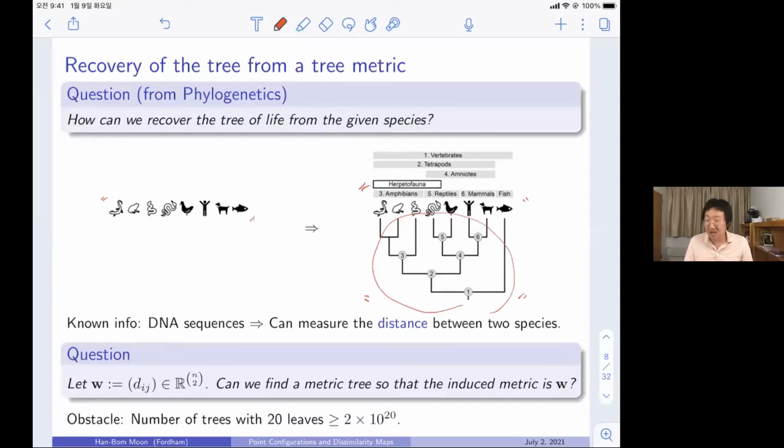But a clear obstacle is the computational complexity. For instance, if we have 20 different species, then the number of trees with 20 different leaves is already larger than 10 to the 20th. So even finding the correct topology of the tree is already a very difficult problem, and finding the length of each edge is also really complicated.